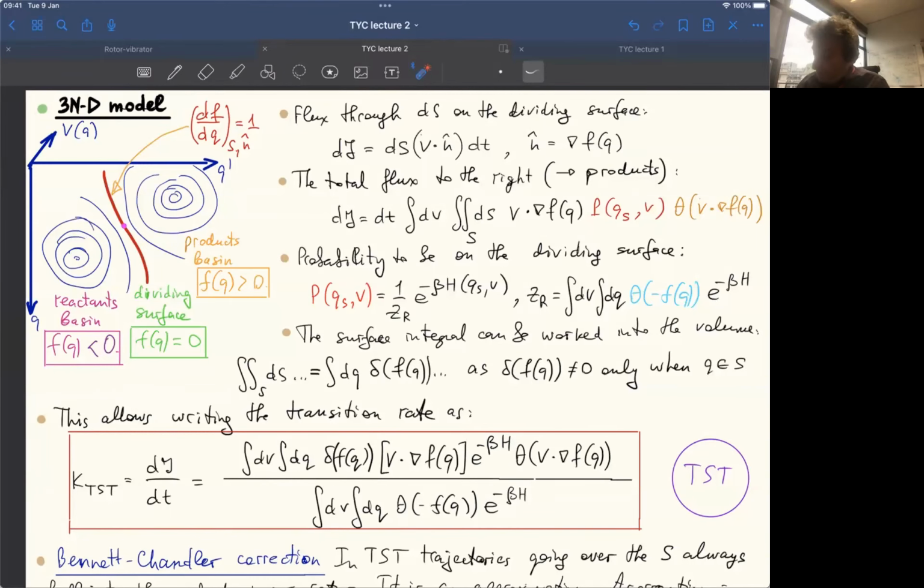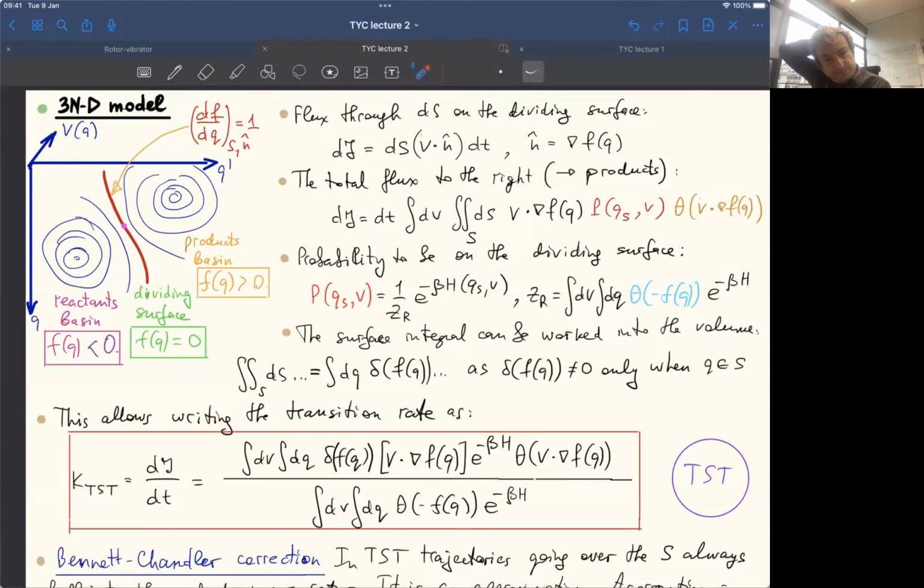And we will choose this function in the following way. We will make it negative at the reactant basins, positive at the product basins, and equal to 0 exactly when we are on the dividing surface. Moreover, we shall choose this function such that if you calculate the derivative of that function on the dividing surface, in the direction perpendicular to it, that derivative will be equal to 1. So this is basically the gradient.